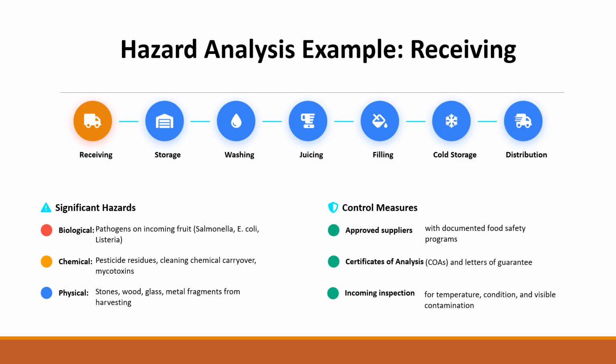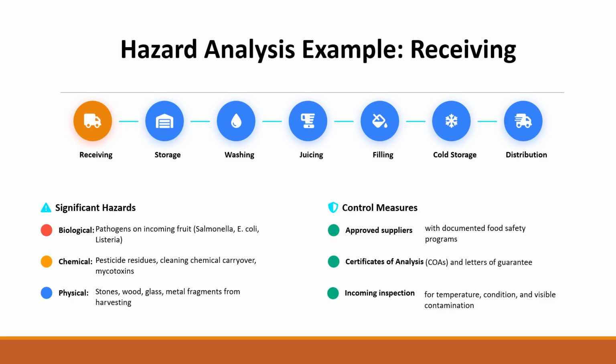Even though juice products are often non-allergen, many facilities handle multiple products, and the potential for allergen cross-contact must be evaluated. Controls for chemical hazards include detailed supplier specifications, approved supplier lists, a documented allergen control program, and certificates of analysis when applicable. Physical hazards are another concern at receiving.